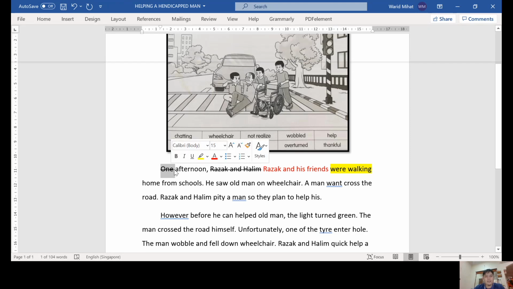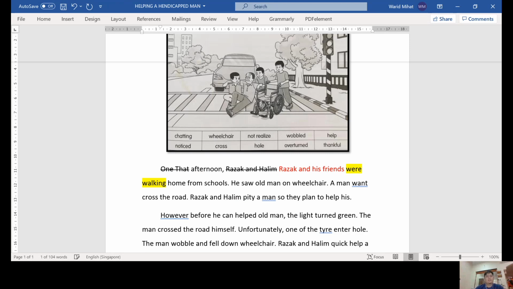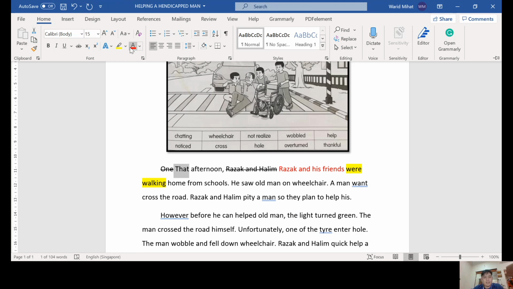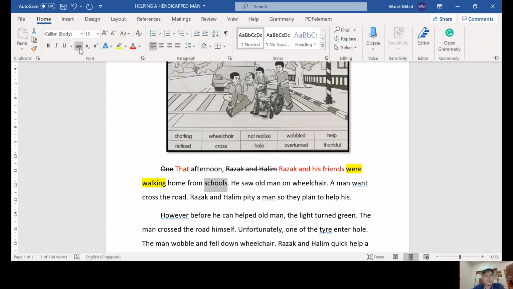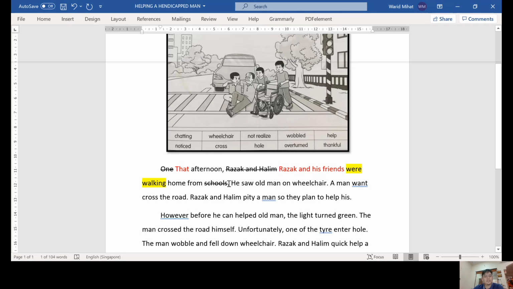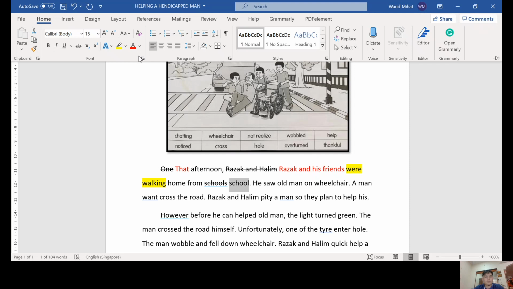Okay? Tengah hari itu. Not satu petang or satu tengah hari. Okay? Pada suatu tengah hari, no. We have to use pada tengah hari itu. So, we have to use the words that afternoon. Only then does the time frame correspond with the tenses. So that afternoon, Raza and his friends were walking home from school. Okay, school is wrong. Why is school wrong? Because there is an S. How many schools are they from? We assume that they are studying in the same school, so we do not need S there. Okay, just school. Okay, walking home from school. Okay.